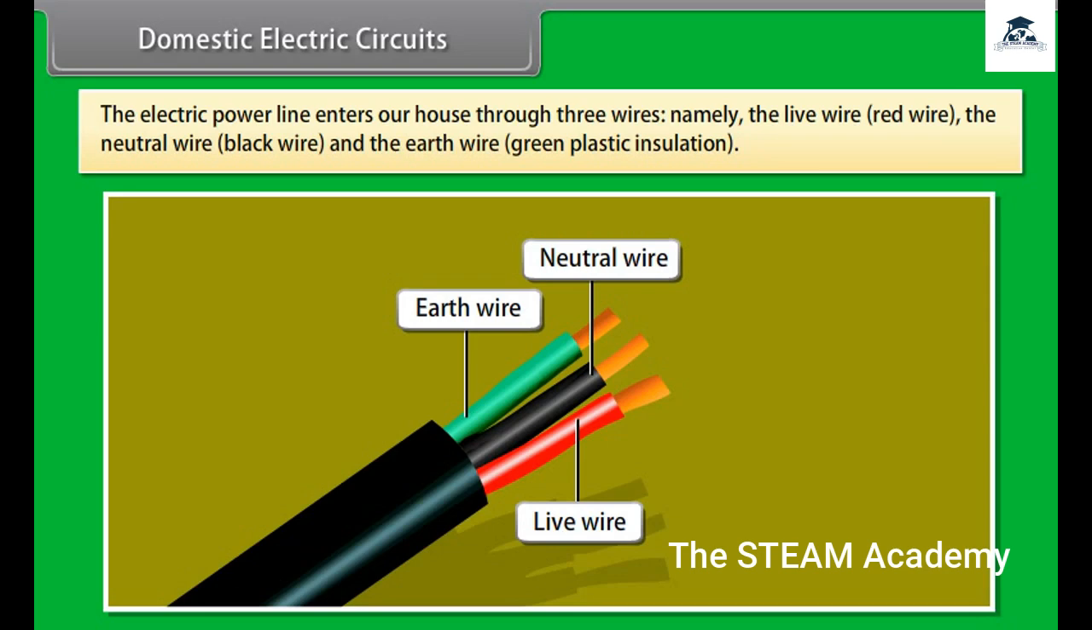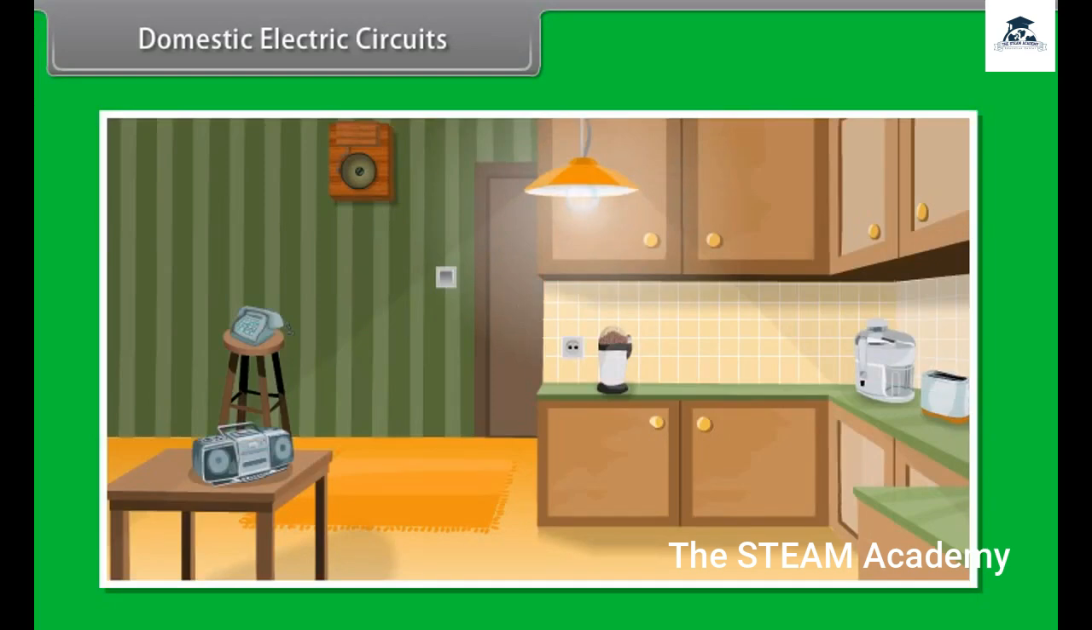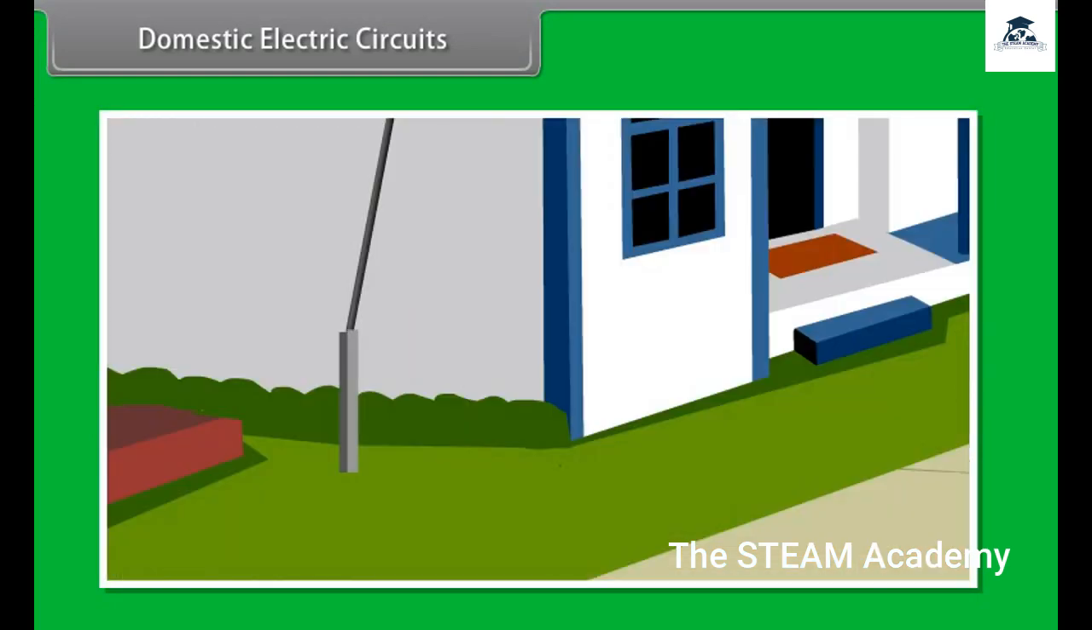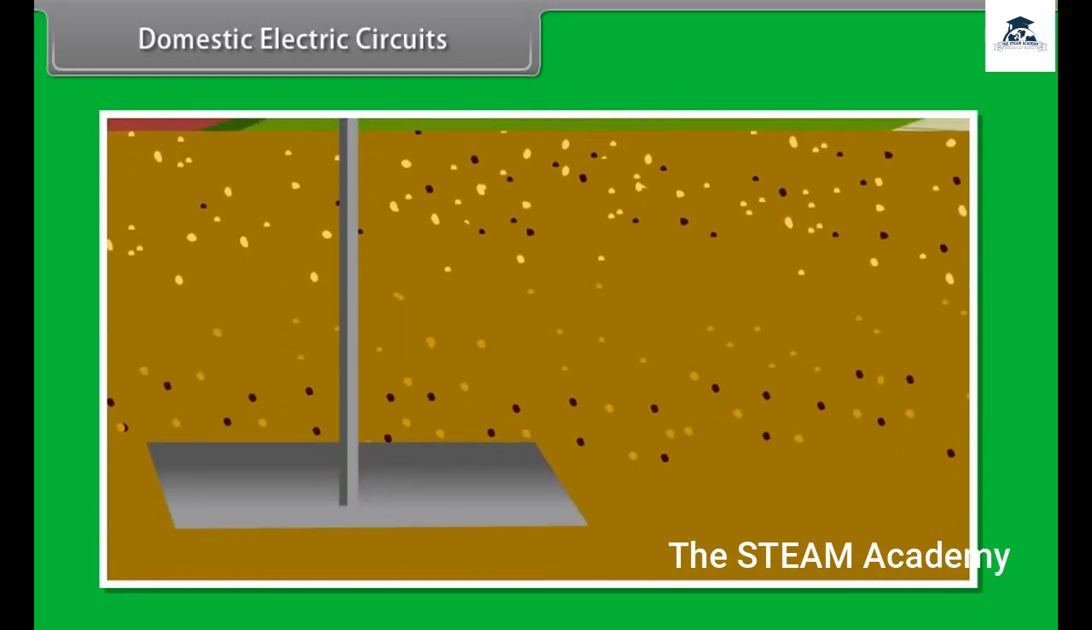The live wire has a high potential of 220 volts and the neutral wire has 0 potential. Thus, the potential difference between the live wire and the neutral wire is 220 minus 0, which equals 220 volts. There are different circuits used for different appliances being used in the house. The earth wire is connected to a metal plate deep into the earth to avoid receiving any severe shock in case of any leakage of current while using the appliances.